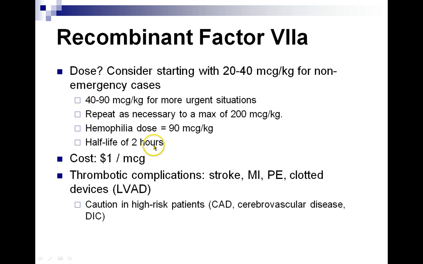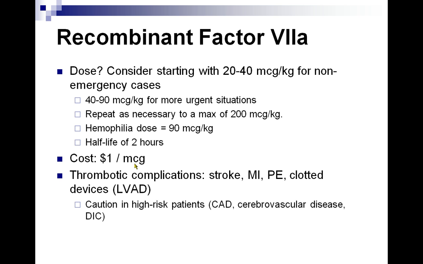Its half-life is only 2 hours, so you have to redose often, and the drug costs $1 per microgram. So if you're giving 100 micrograms per kilogram, that's $100 per kilogram. If the patient weighs 100 kilograms, now you've spent $10,000, and that's just for the first dose. So it's a very expensive drug.